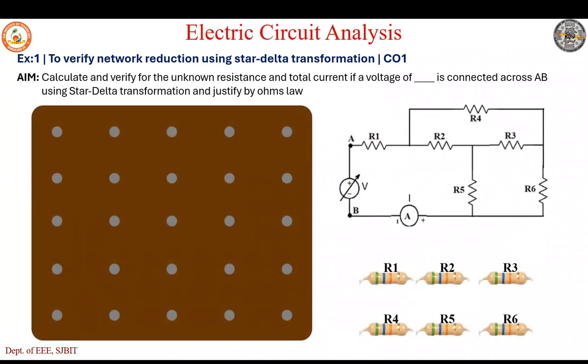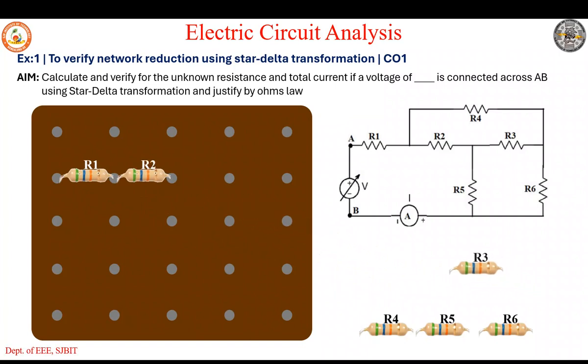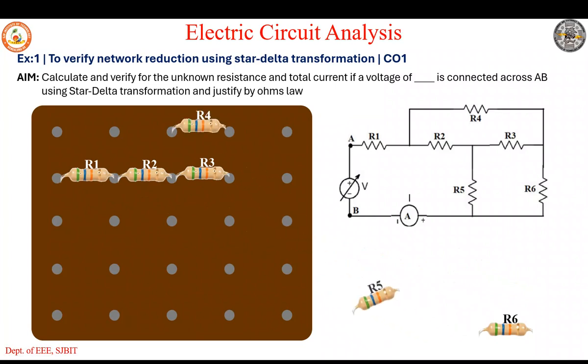So how do we connect this practically? We have a springboard, and we have the respective resistances R1, R2, R3, R4, R5, R6 with their respective values. R1 is placed according to the circuit diagram. Similarly R2, R3, R4, R5 and R6. All are placed according to the circuit diagram, and then let us connect them.